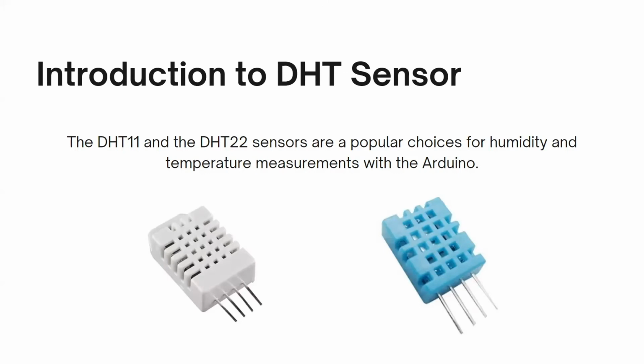It is based on the concept of a capacitive humidity sensor and a thermistor. So that's the internal concept of this DHT sensor. For now, you need to keep in mind that it is used to measure temperature and humidity levels. So we will be using it in our project.